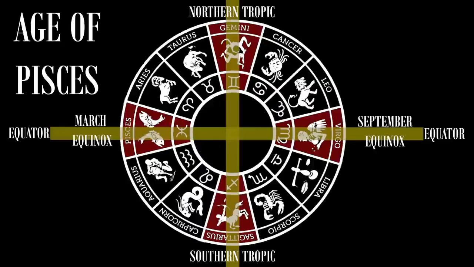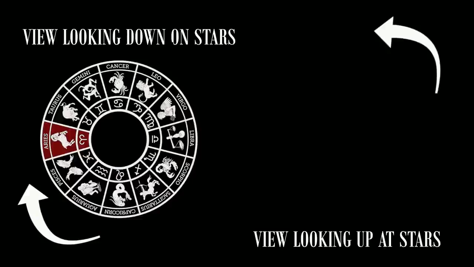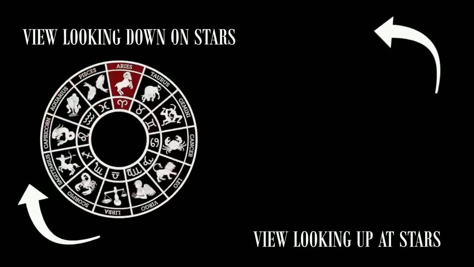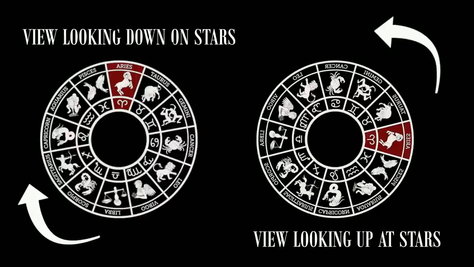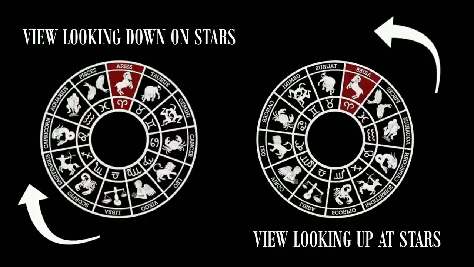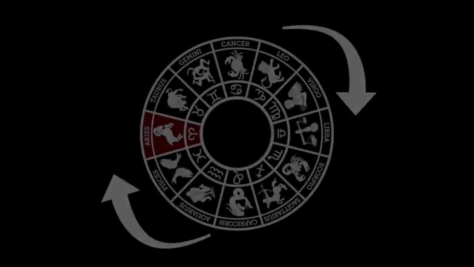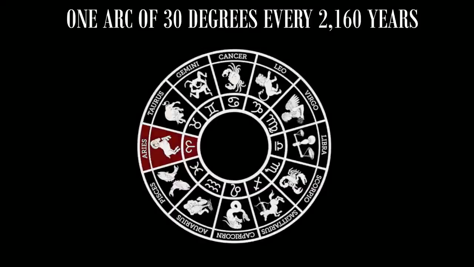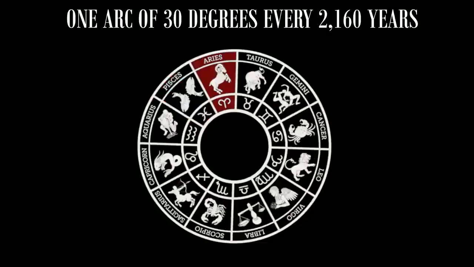You'll no doubt have noticed that the wheel represented here turns clockwise. And that's because it's a representation of the constellations, as if your view was outside of the firmament and looking down on the stars. If you were standing underneath this wheel and looking up, it would rotate anti-clockwise. I am using the clockwise representation because it is the best way to illustrate the precession of the equinox. This rotation keeps shifting one arc every 2,160 years.